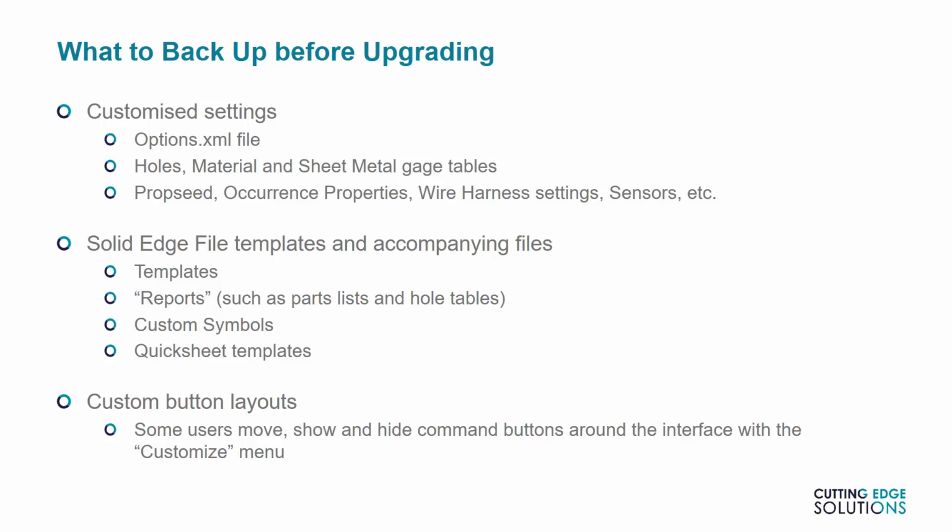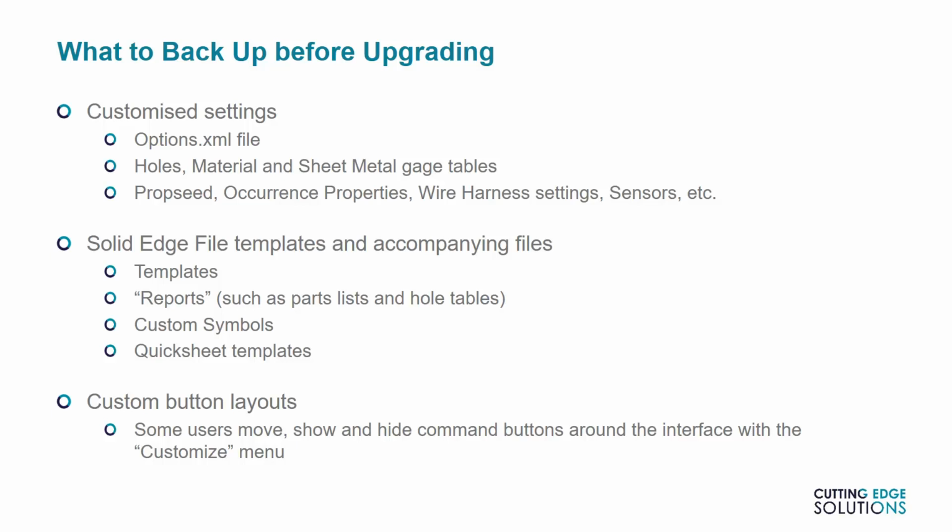We also recommend opening and saving all your old templates at the new software version before using them to create new files. Finally, the third type of file: the layout of buttons or commands in Solid Edge can be changed with the Customize menu. For example, one of our users has the Save as Image command bound to their Quick Access toolbar because they need to use it on a regular basis.